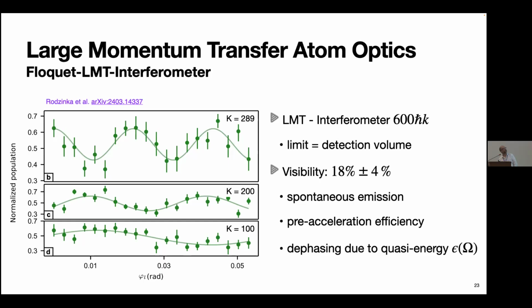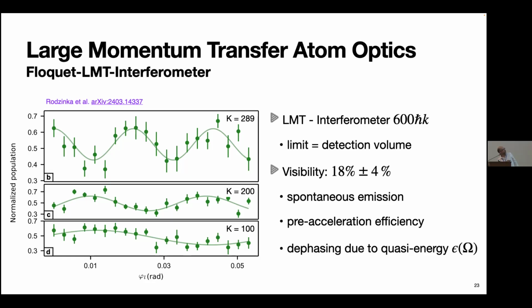So we did that for an interferometer of 600 h-bar-k. This is typically the maximum momentum transfer that we can achieve in our experiment. If we do more, we don't see the atoms anymore in the detection volume. So the limit here is not due to a loss of contrast. It is just due to the size of the experiment, if you like. And so there's no fundamental limit on that number. We have a visibility of 18% corresponding to that.